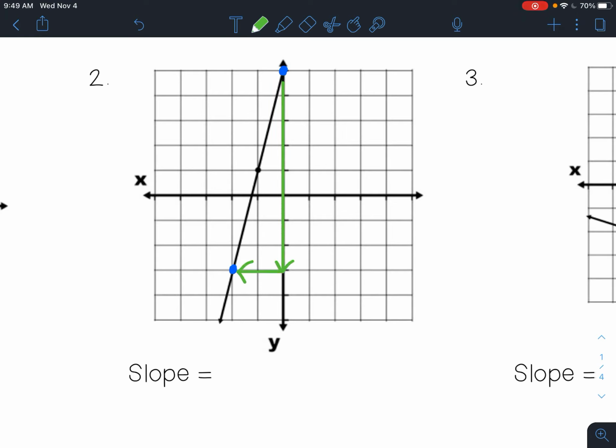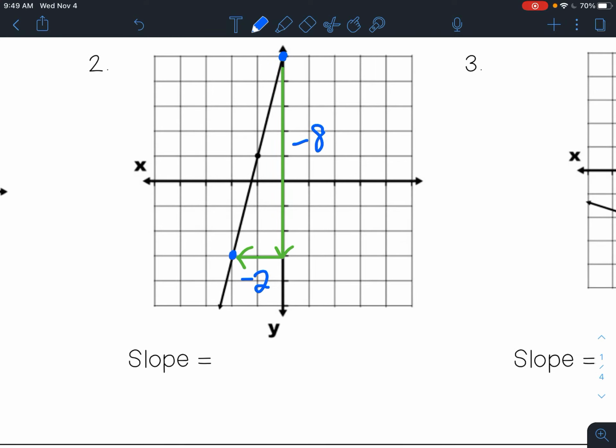If I'm going to describe how I did that, I went down 1, 2, 3, 4, 5, 6, 7, 8 units. So down 8 would be a negative 8. And then I went to the left 2, which is a negative 2. Once I have those two values, my slope is rise over run, so negative 8 over negative 2. Now with this one, we do have something to reduce. Both top and bottom are negative, so a negative divided by a negative is positive, but also 8 divided by 2 does reduce as well. In this case, it comes out to a nice clean whole number of positive 4.